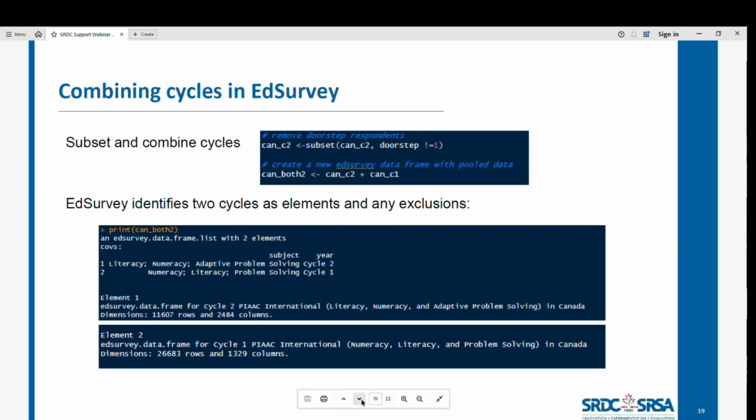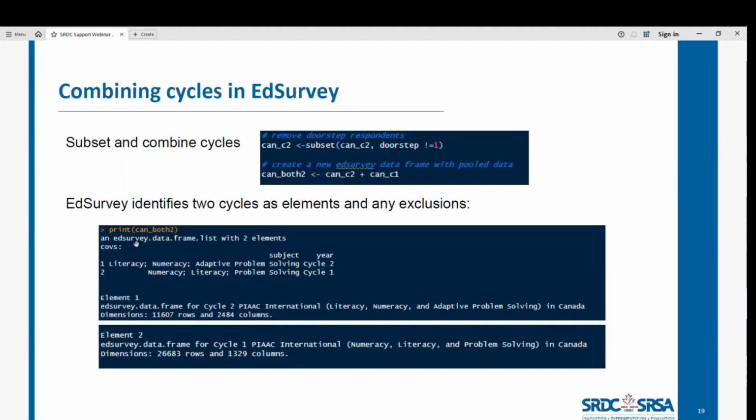So going back to our example, I've read in these two EdSurvey data frames. I can do some small manipulation. So for cycle 2, I can use the subset EdSurvey command to remove our doorstep participants. And then I use a really simple command for creating a new EdSurvey data frame, which actually has pooled data. I'm calling this data frame Canada both, and I'm saying it has cycle 2 and cycle 1.